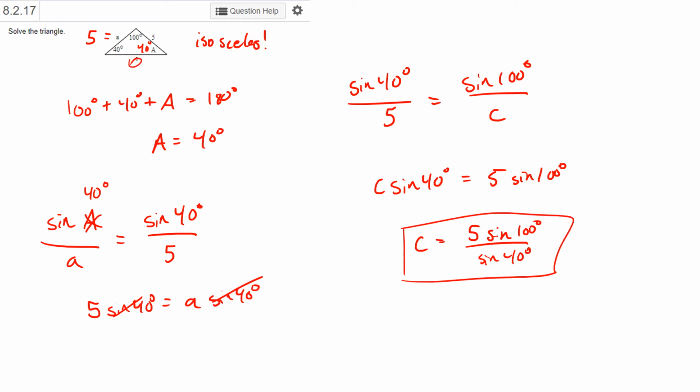So we've solved for the last missing bit in this triangle. We got A is 40 degrees, we got lowercase a is 5, and lowercase c is 5 times the sine of 100 degrees divided by the sine of 40 degrees. All right, moving on.